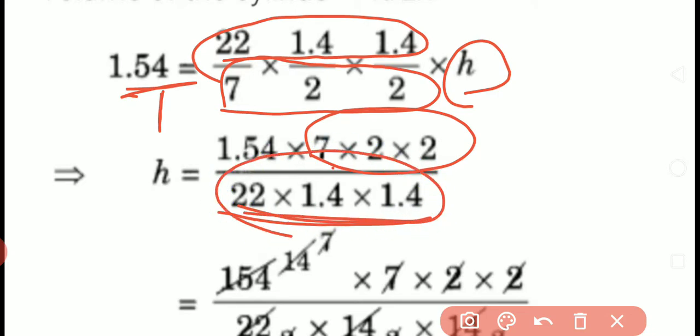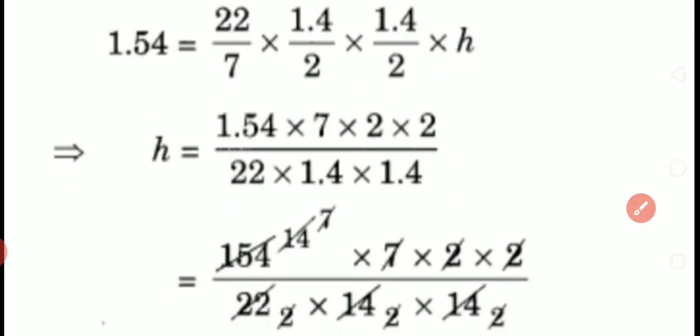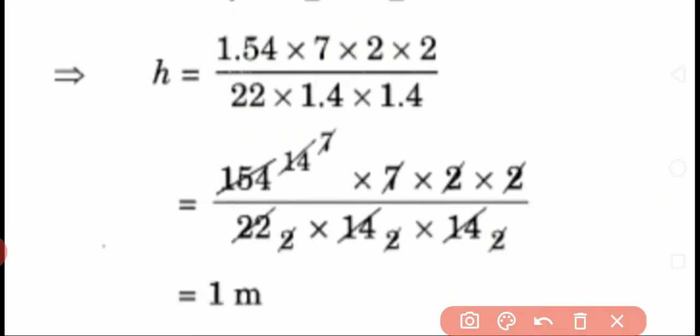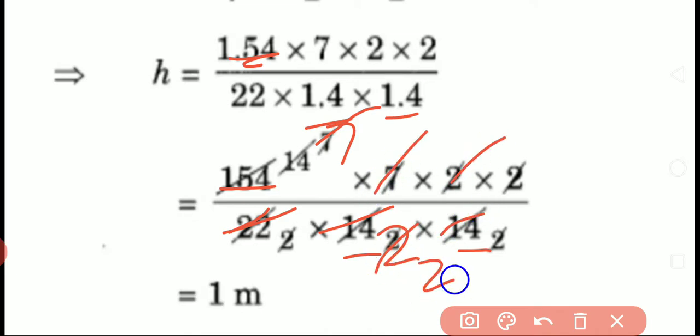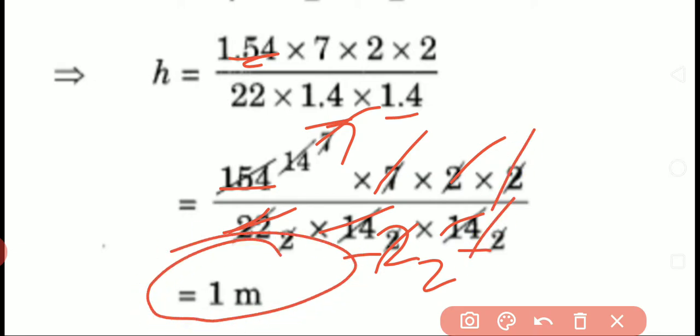So you can write 22 into 1.4 into 1.4. So let us cut. You can remove the decimal from here. You know, here there are 2 decimal places, and here also 2 places. So you can remove the decimal without any calculation or cutting. You can just write 14, 14 and 154. So let us cut 22. 7 is 154, 7 1 7, 7 2 14, right? 2 cut by 2, 7 1 7, 7 2 14, 2 cut by 2. So what remains? Only 1 meter, right? So this will be the height of the cylinder, right?